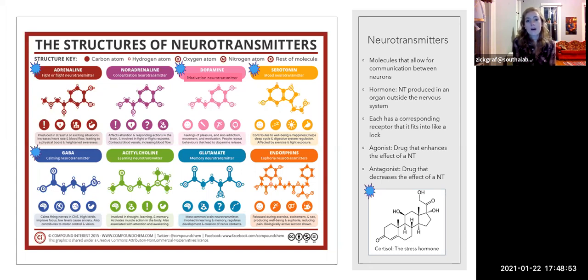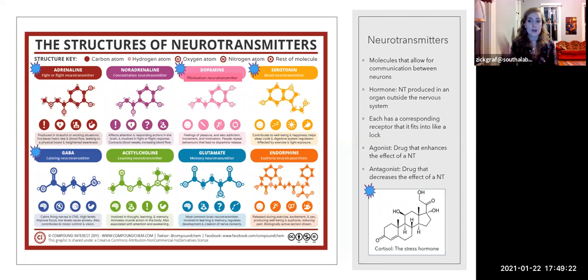So in addition to neurotransmitters, which are molecules produced in the brain that allow for neuronal communication, our bodies also produce hormones, which serve the same function as neurotransmitters and can communicate with nerves in the central nervous system and the peripheral nervous system, but that originate in organs other than the central nervous system. So the main example of this that's going to be relevant for this class is cortisol, which you've probably heard referred to as the stress hormone.